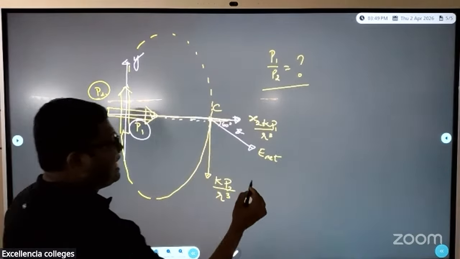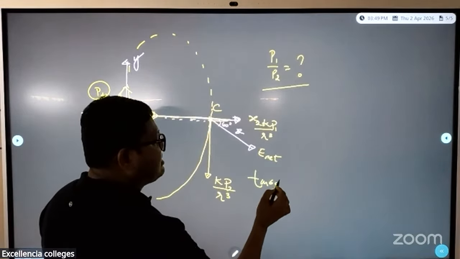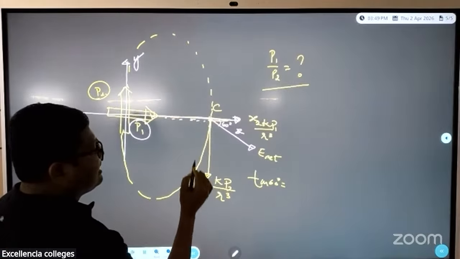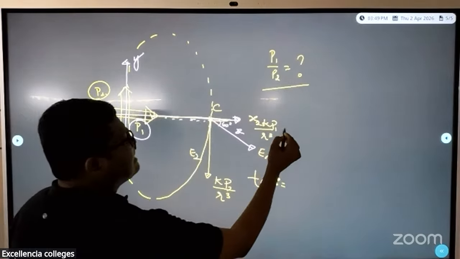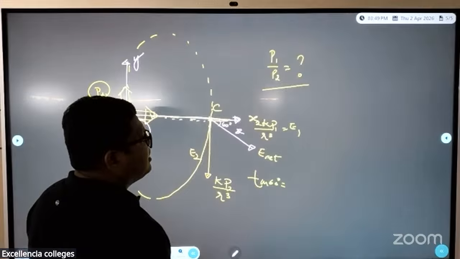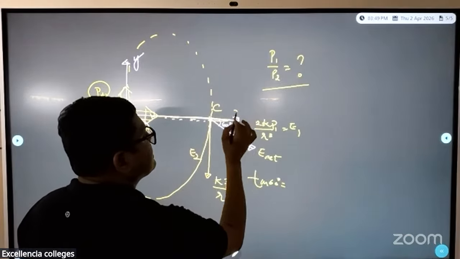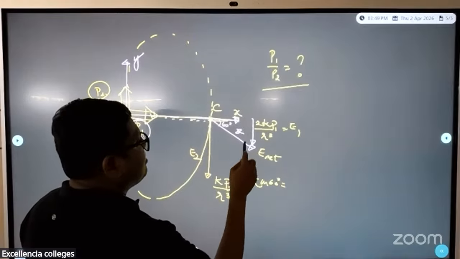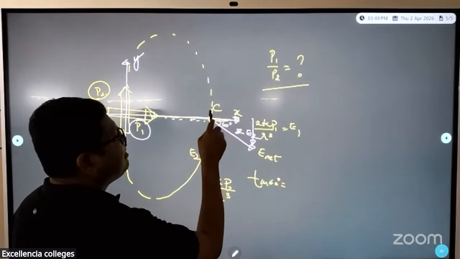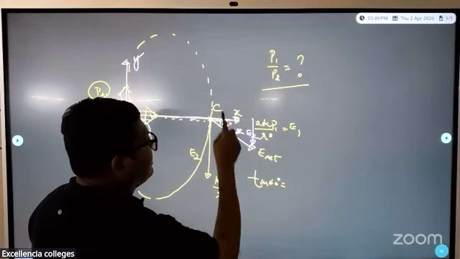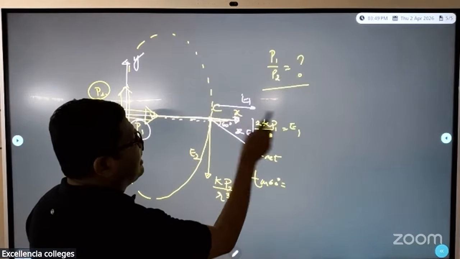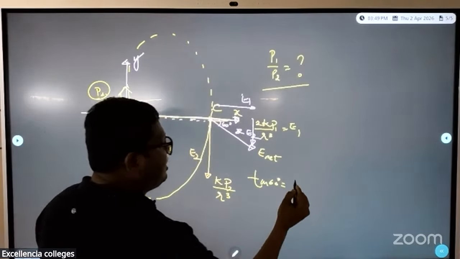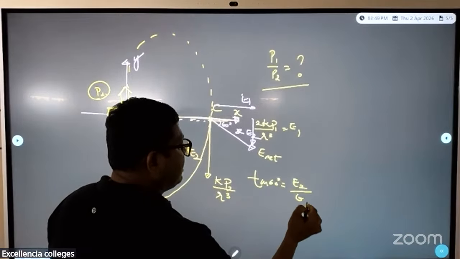So we know that if you take tan 60 degrees, you can easily write the electric field due to 2, and this is the electric field due to 1. Shift this vector parallel to itself. So this will be our E2, and this will be our E1 along this line. Therefore, tan 60 will be E2 divided by E1.